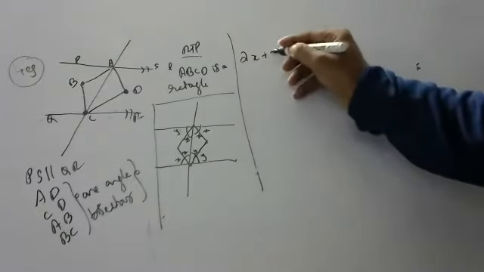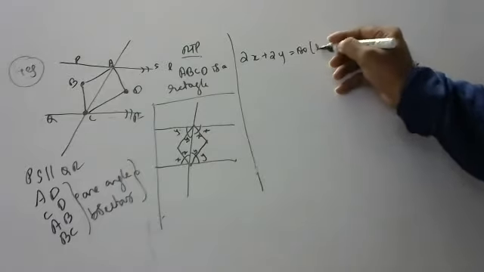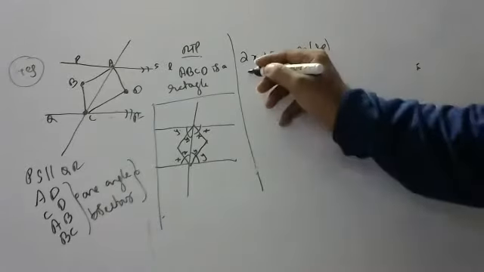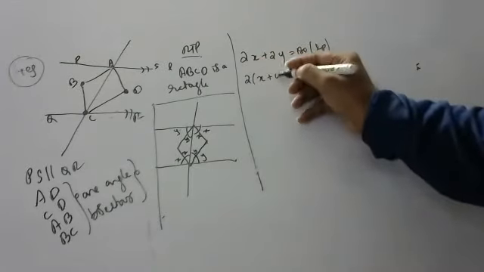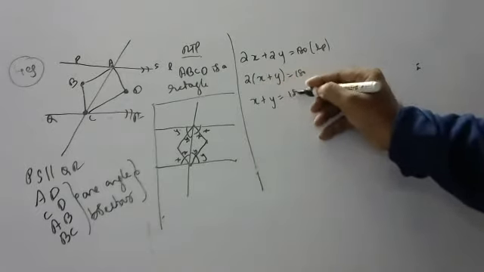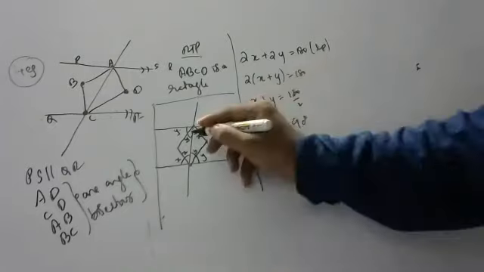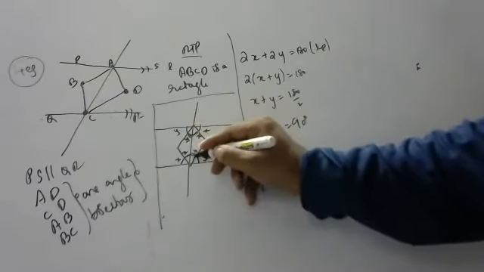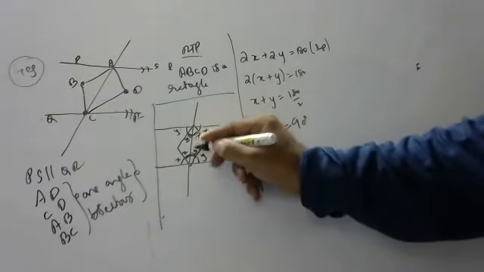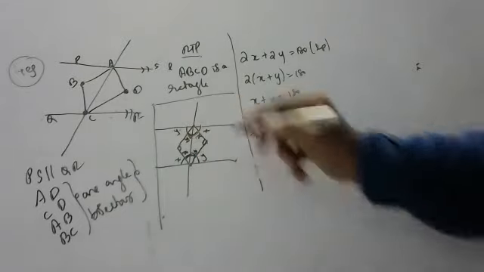So 2x plus 2y is equal to 180. Why, children? Linear pair or adjacent. So x plus y is equal to 180 by 2, that is 90. Children, x plus y is 90. This is 90. These both, x plus y is 90, means this is also 90. X plus y is 90 means this is also 90.